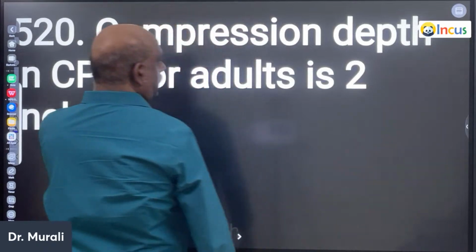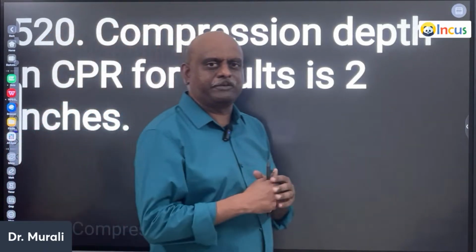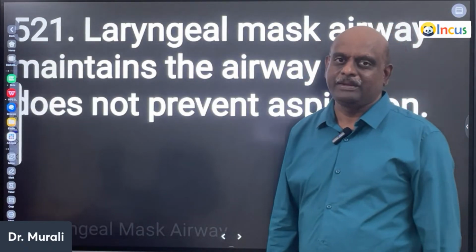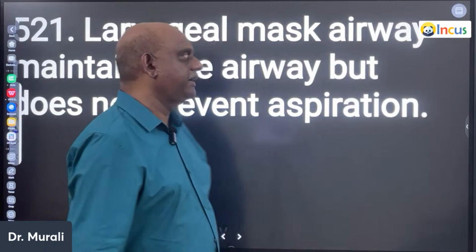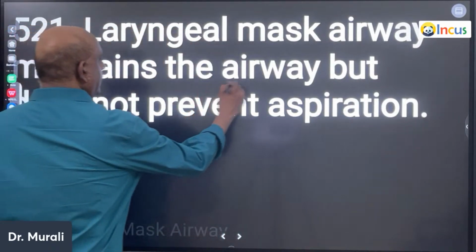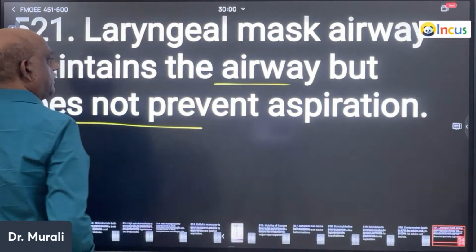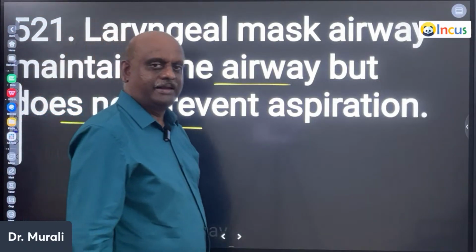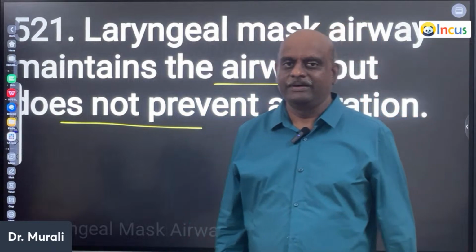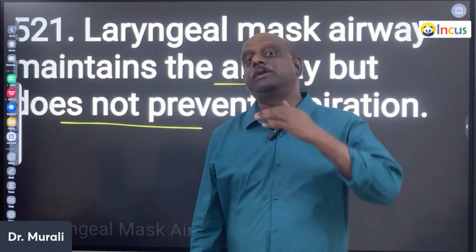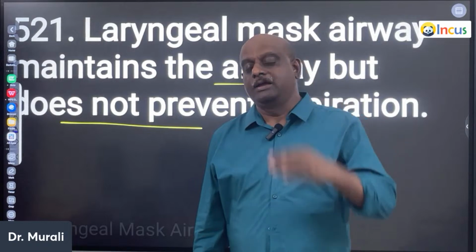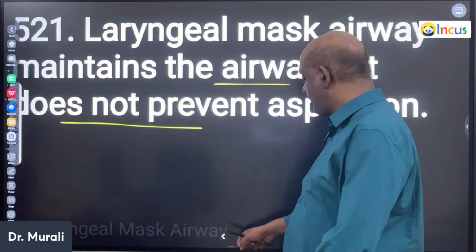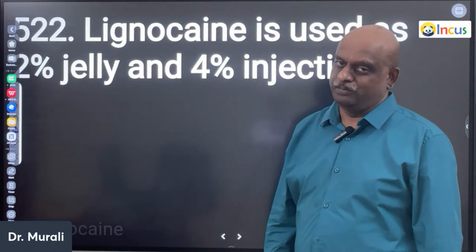Now, compression should be how much depth for adults? 2 inches is the gold mark that you need to remember. Laryngeal mask airway will maintain the airway, but it does not always prevent the aspiration. Laryngeal mask airway is a supraglottic airway, above the vocal cords, you are not fully intubated, so it cannot prevent the aspiration, unlike an endotracheal tube.